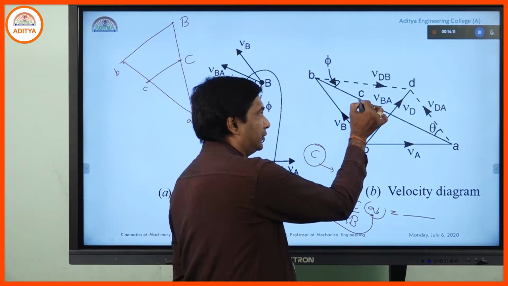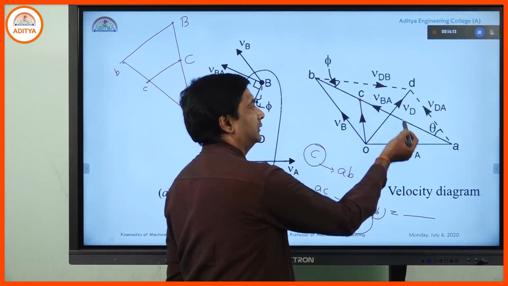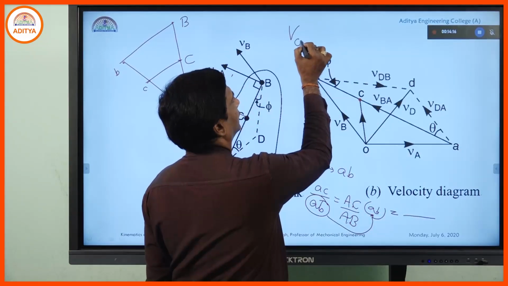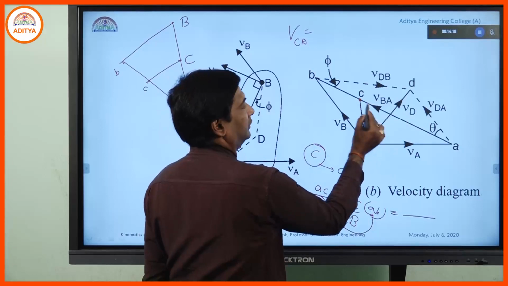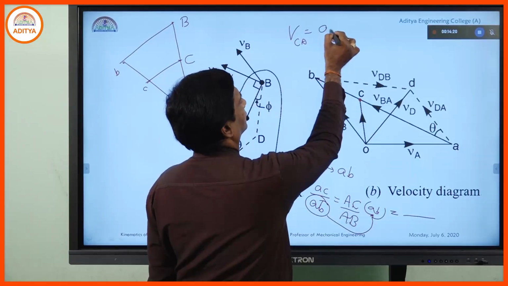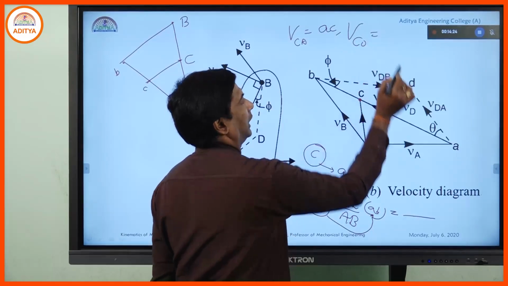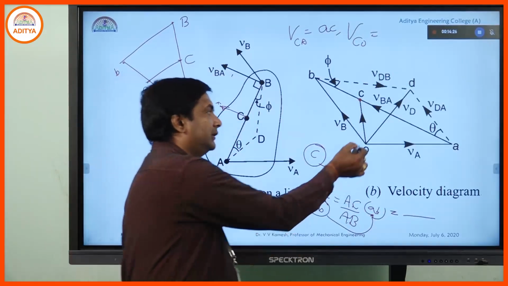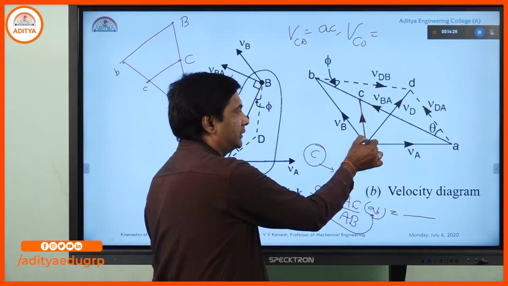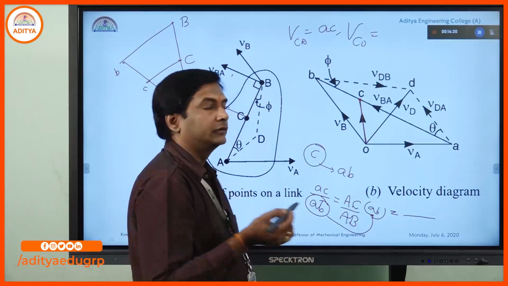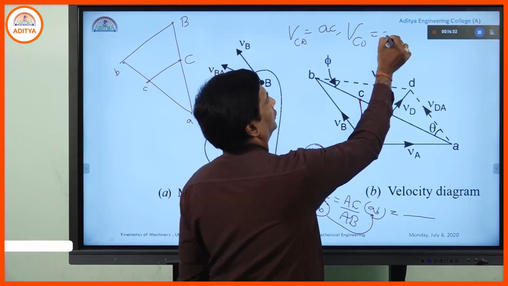So, velocity of C with respect to A, that means V CA is equal to AC. Suppose the velocity of C with respect to O, I need to calculate. Simply join with O. So it is equal to OC.